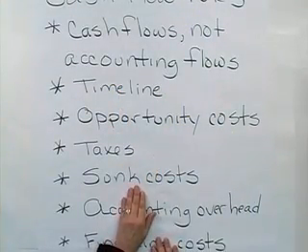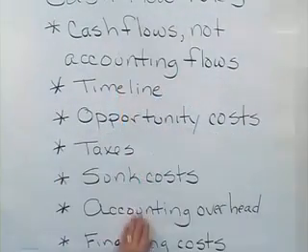With sunk costs, this refers to any cost that has already been made, any money that has already been spent. The rule in capital budgeting is that if you have already spent that money, that cost is not relevant and should not be included in the cash flows.